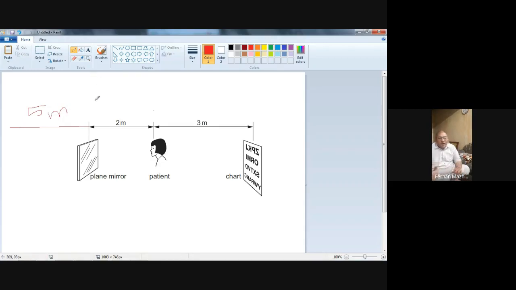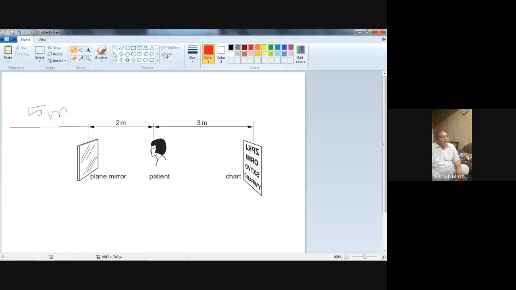The distance of the image from the mirror and the distance of the object from the mirror are equal to each other. So the chart is 5 meters in front of the mirror, and its image will be 5 meters behind the mirror. So now let's see what the distance is between the patient and the image of the chart.